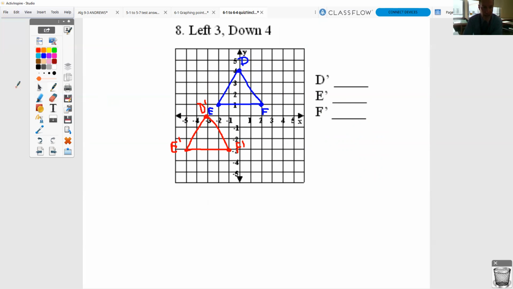So where is D at? Remember, when you go to do your coordinates, you always have to start right here in the middle. The first number is how many you go over. Second number is how many you go up or down. So starting at the orange dot, we're going over to -3, up to 0. So -3, 0. In letter E prime, starting in the middle, over to -5, down to -3.